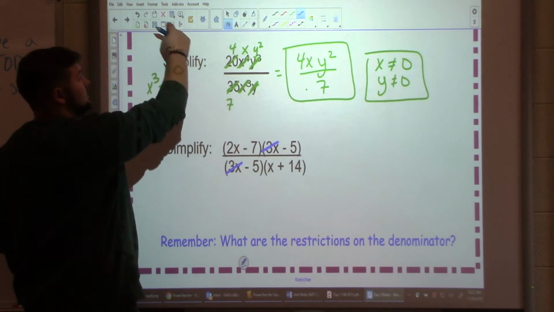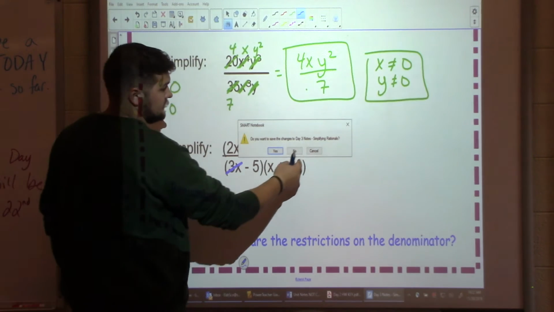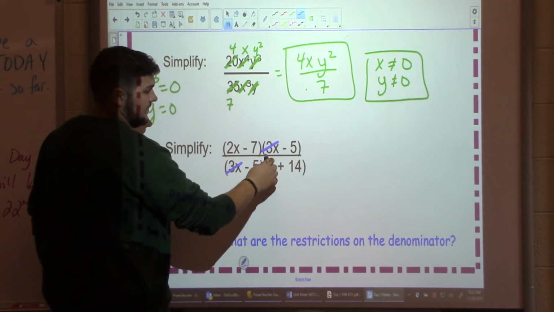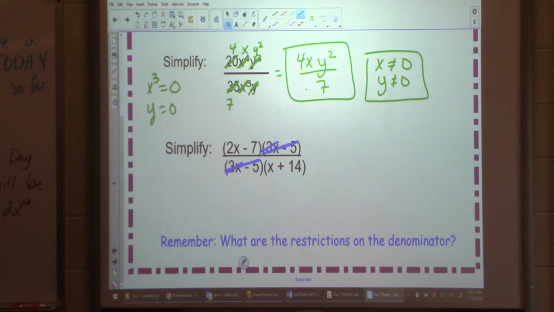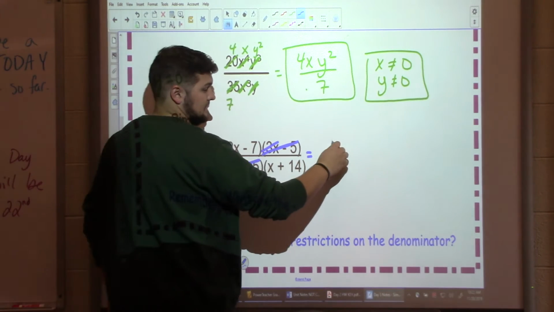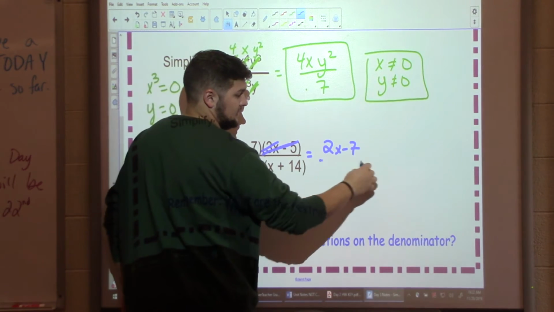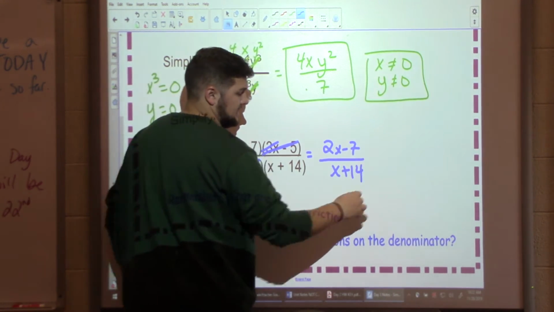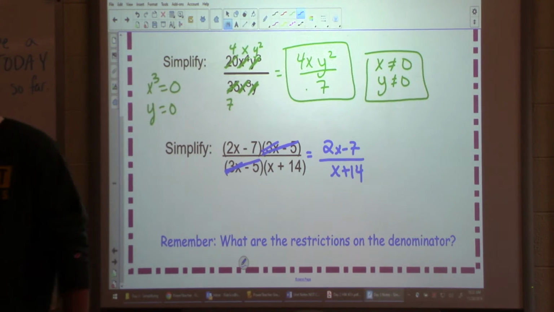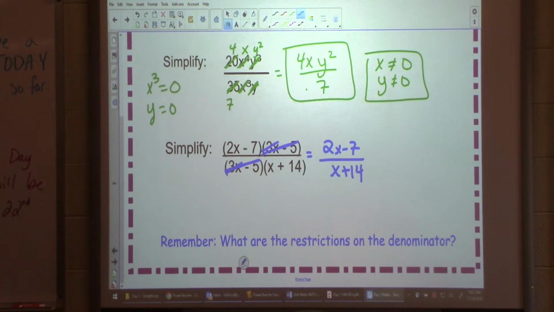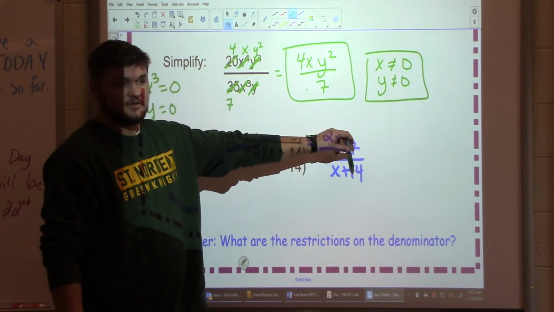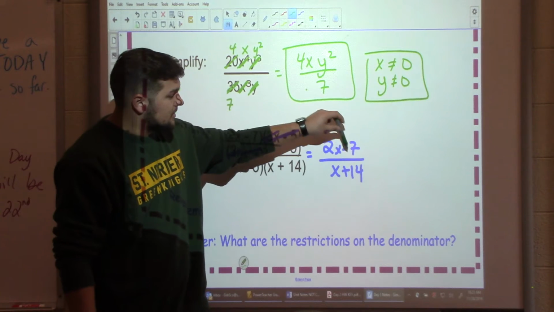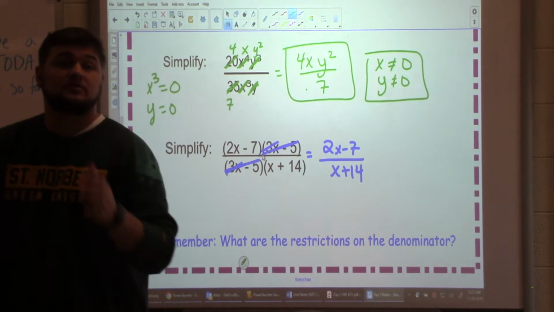Now in this case, I do have that. I can take 3x minus 5, the whole thing, out of both the numerator and denominator. I'm left with 2x minus 7 over x plus 14. But that is as far as I can go. I cannot simplify 7 over 14, because they are each a part of a whole term. X plus 14 is one whole term.